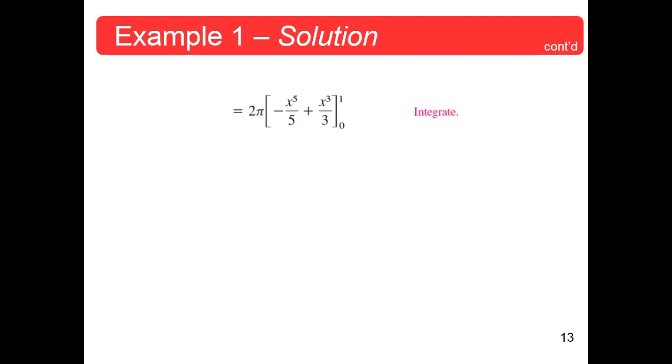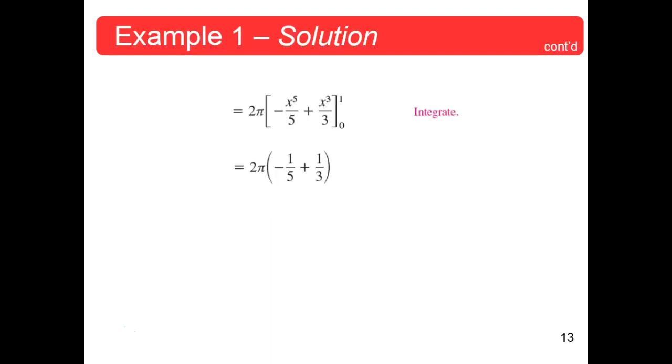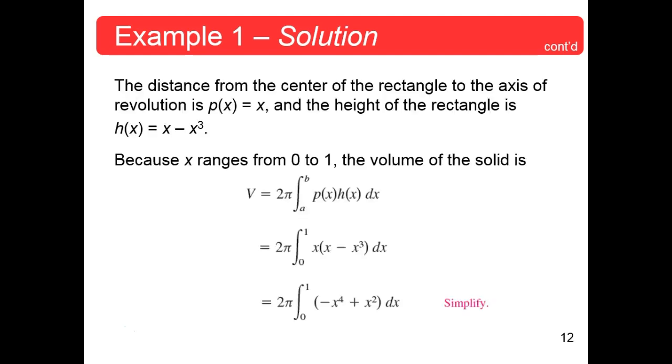When you integrate that, minus x to the fifth over 5 plus x cubed over 3, times 2 pi. It makes it so much easier to calculate, doesn't it? 2 pi times (minus 1/5 plus 1/3), which is 4 pi over 15. Good deal. Any questions? I don't know why they decided to reverse that and put minus in front. I never like minuses in front, but it's fine. Okay, that's example 1. They're skipping example 2, so let's back up and do example 2.